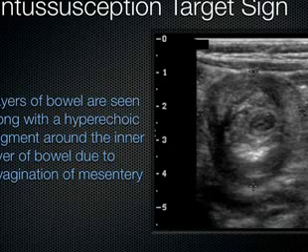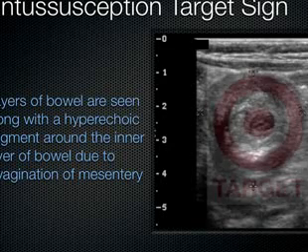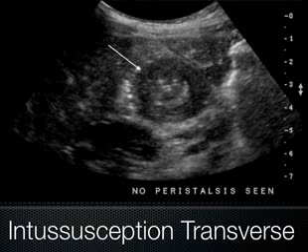We can see layers of bowel seen with that hyperechoic segment around that inner layer there. This is basically like a little target symbol. It's all that bowel invaginating in with the mesentery in it, and that's what causes these layers. And here's another example of intussusception, and we wrote on here no peristalsis seen. Again, it's that targeted layered appearance.